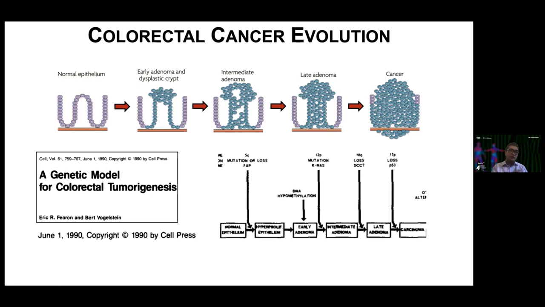And this was studied by Fearon and Vogelstein in 1990. They published what's now called the Vogelgram, and they published the canonical order of mutations that occurs in colorectal cancer. And this has been sort of the established literature since then.